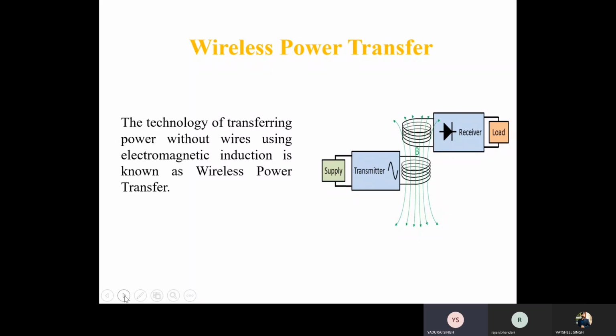So what is wireless power transfer? The technology of transferring power without wires, using electromagnetic induction as the principle, is known as wireless power transfer. In the transmitting circuit, we basically increase the frequency of the supply. Then we have our medium to transfer power. Then in the receiving circuit, we have a rectifier to convert to the desired frequency to feed to our load.